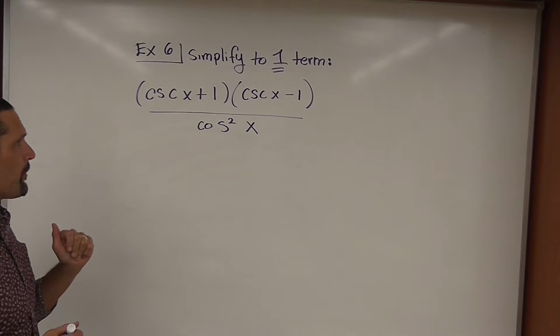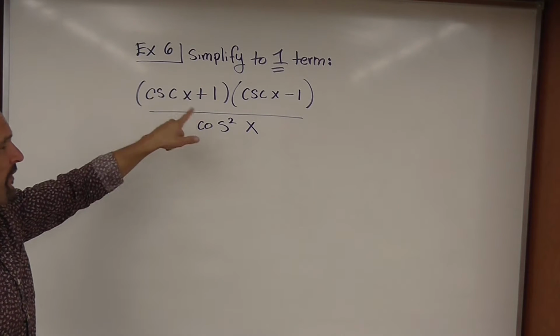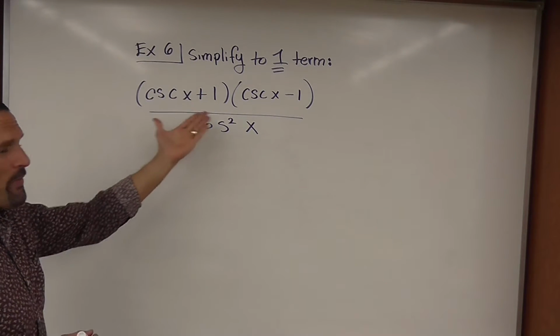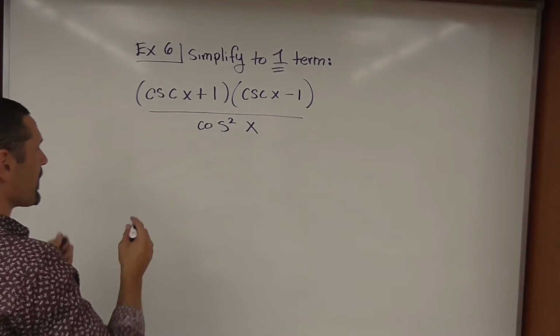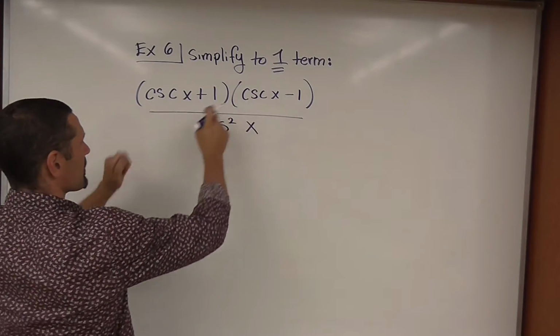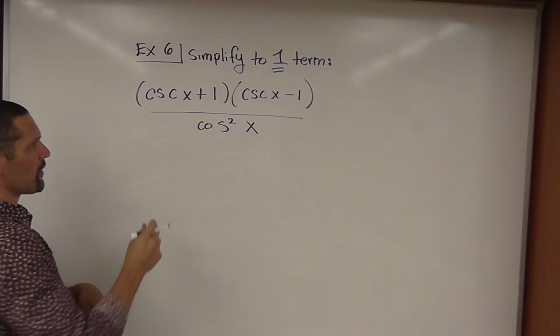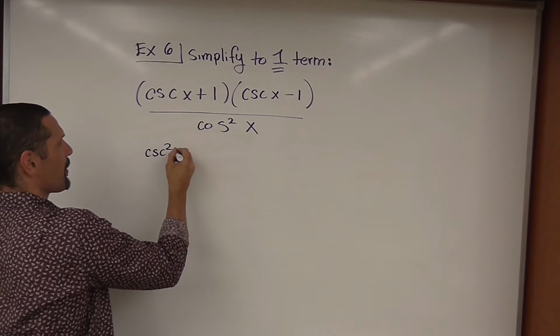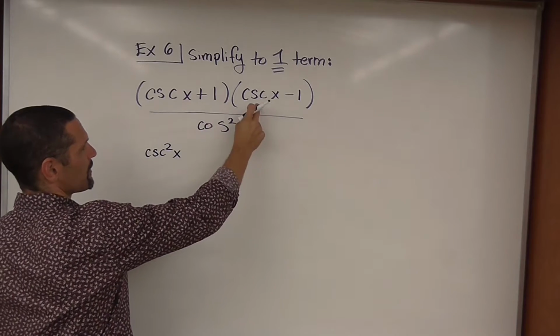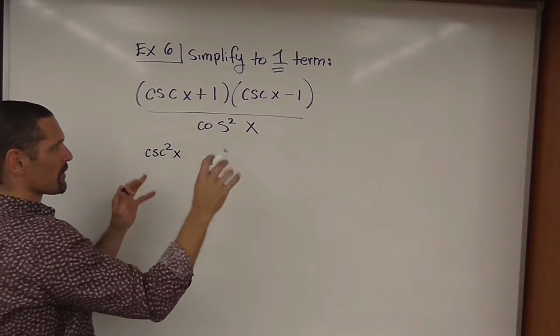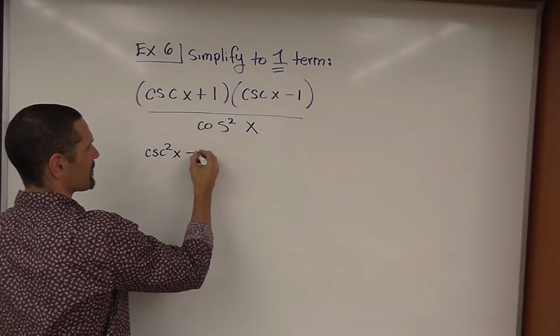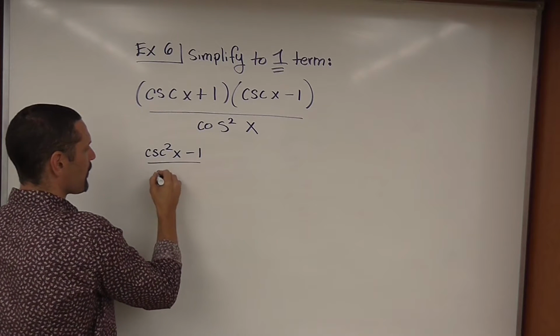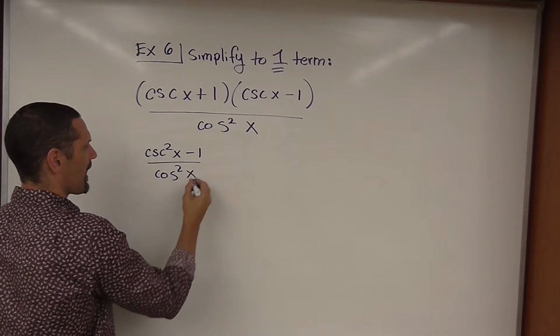Now we're getting a little more complicated. We're asked to simplify this to one term. Well, not many options here, so let's FOIL the numerator. These are conjugates, so we know the O and I of FOIL are going to go away. Cosecant times cosecant is cosecant squared x, plus cosecant x minus cosecant x, that goes away. The last terms are going to give us minus 1 over cosine squared x.